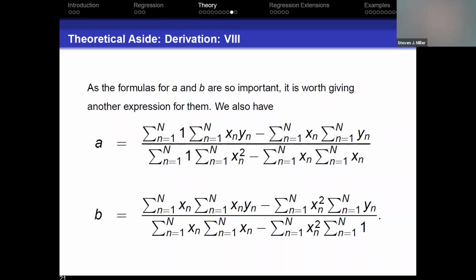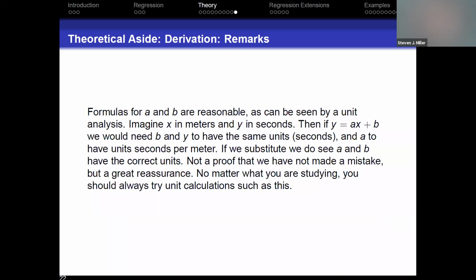As the formulas are so important, I'm going to just rewrite them one more time. These are a nice way of writing what A and B is in terms of the sums of 1, xn, yn, and xn times yn, and xn squared. You'll notice the two denominators have a lot in common. And so if you compute one of them, you really know the second. So you can think about how many fundamental objects you need to compute to really determine A and B.